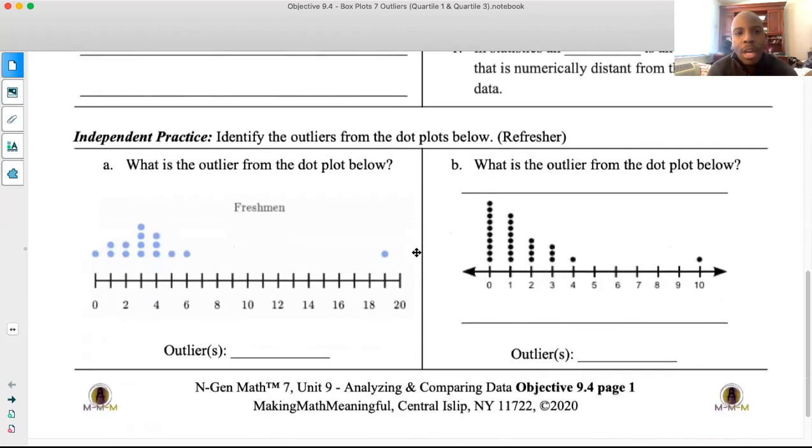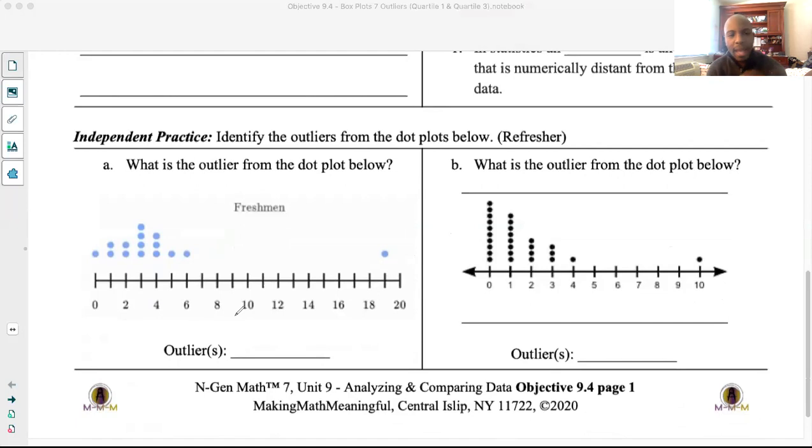Before we dive into me modeling it for you, and there's a good amount of things we're going to do, take a second once again to see if you can identify from these plots what the outlier is, right? It shouldn't be too complicated. I think we all should be able to quickly identify them. But looking at these dot plots, what is the outlier? Okay. Pause it if you need to.